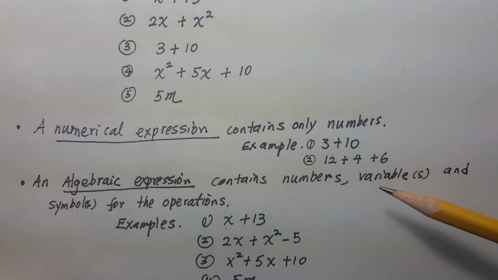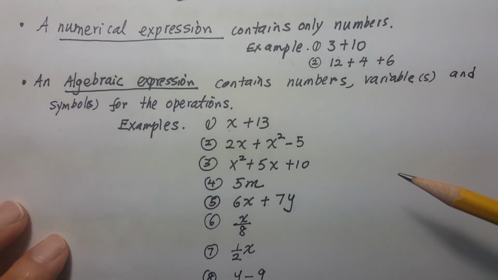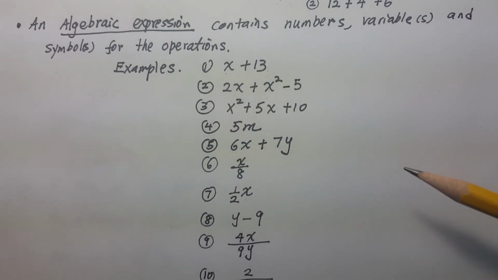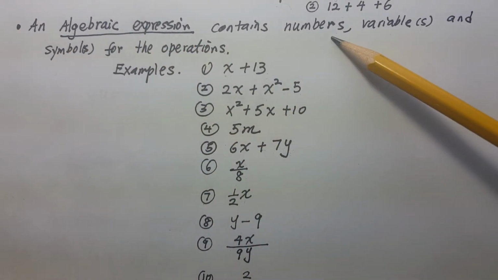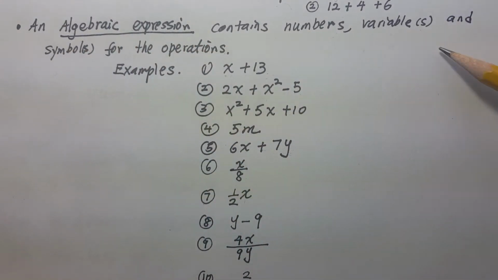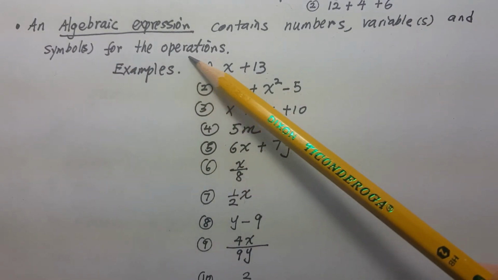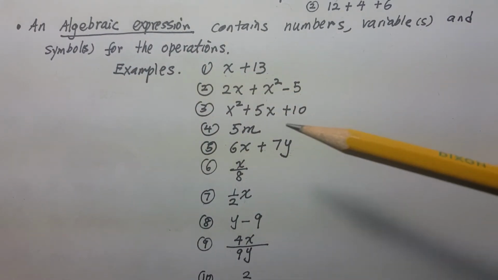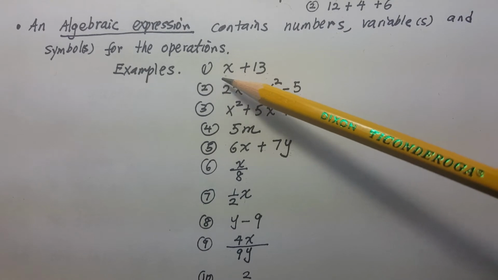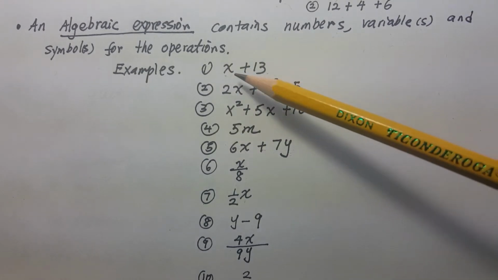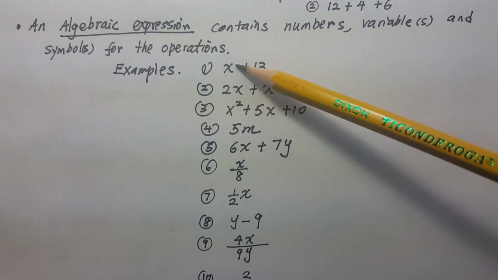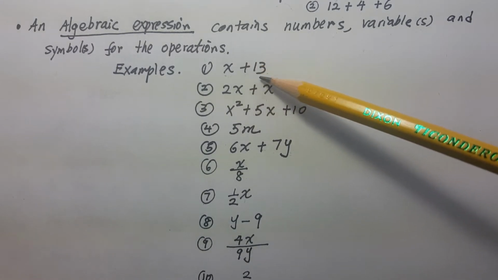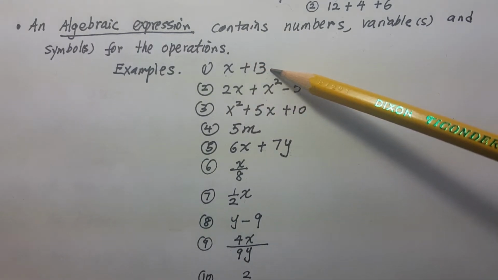Now we go to algebraic expression. An algebraic expression contains numbers, variables, and symbols for the operations. So let's take a look at examples. Number 1, x plus 13. It has a variable, it has a number, and also a symbol for the operation, addition. So this is an algebraic expression.